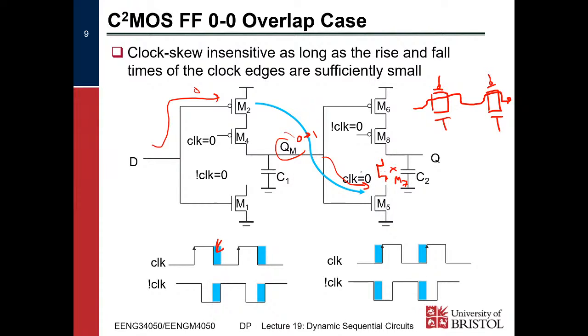Because we're not using pass transistors here, where we can only drive a 0 with the NMOS, and we've actually got a 1 here, right? So that's not going to happen, right?